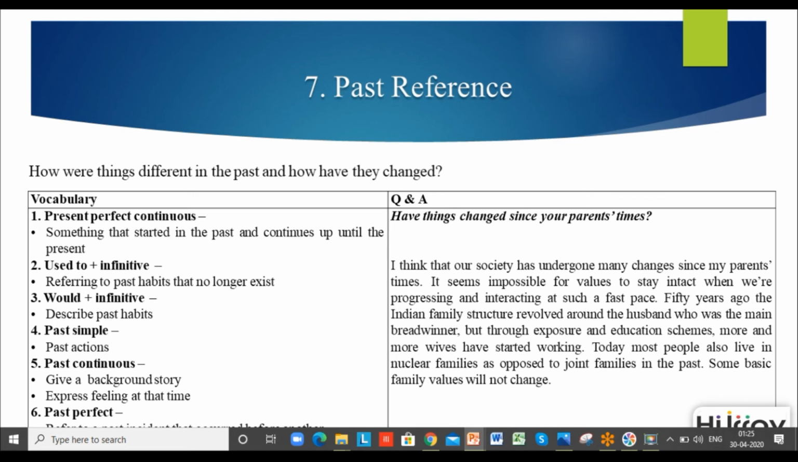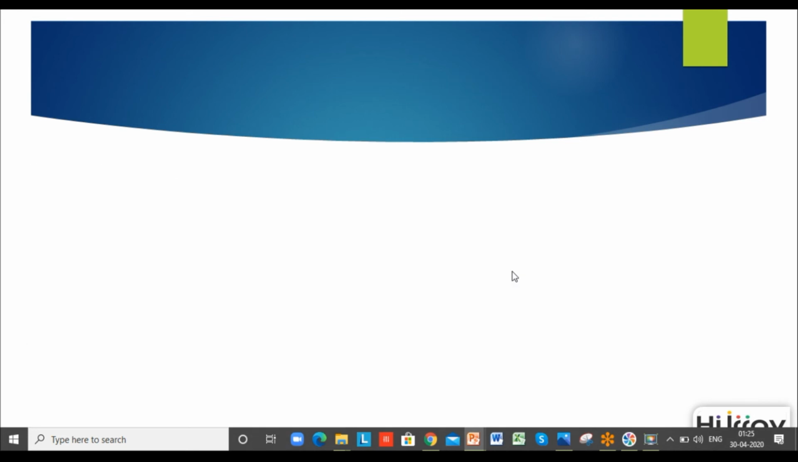The third one could be would plus an infinitive, which could describe past habits. The fourth one is using past simple tense, which refers to past actions. The fifth one is to use past continuous tense, where you give a background story. You could also express feeling at that time. The sixth one is past perfect tense.